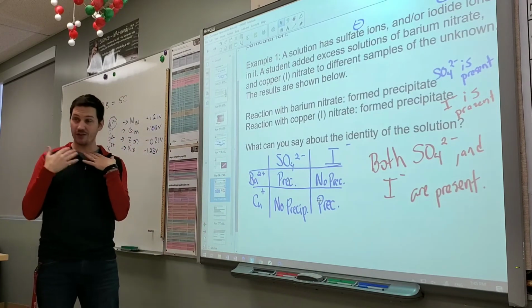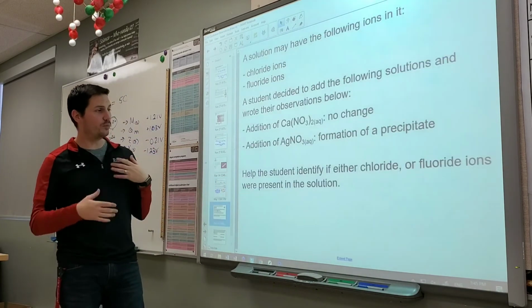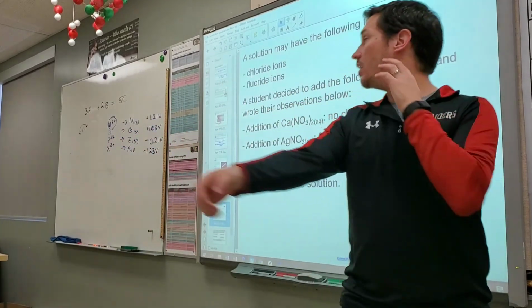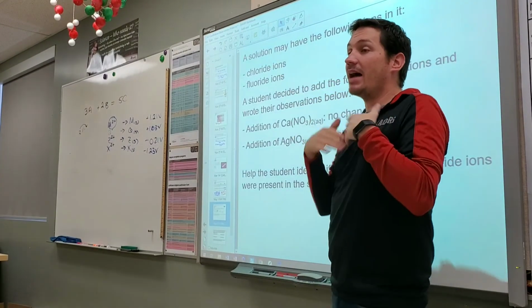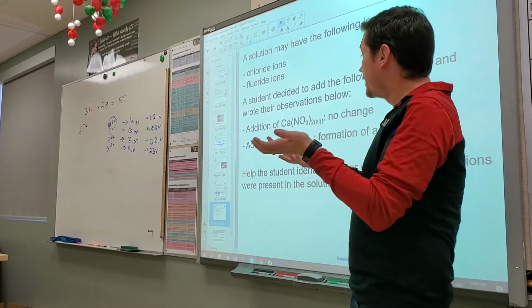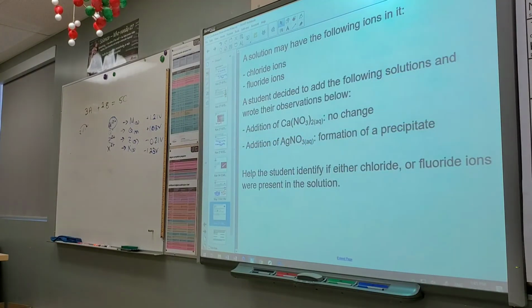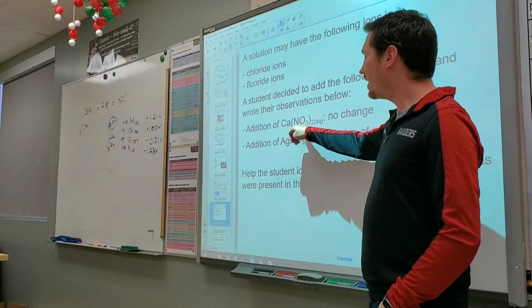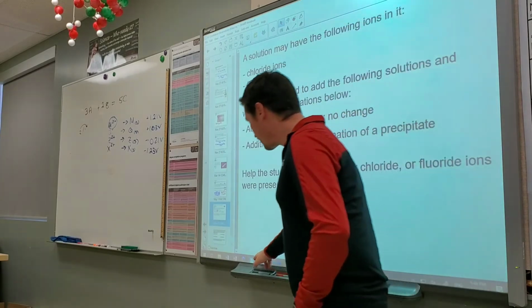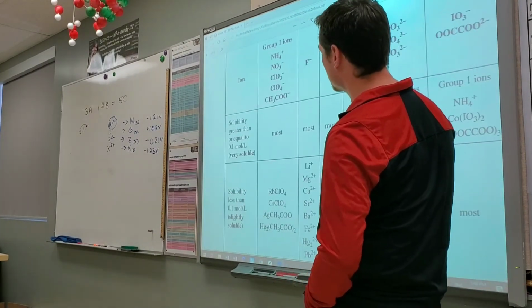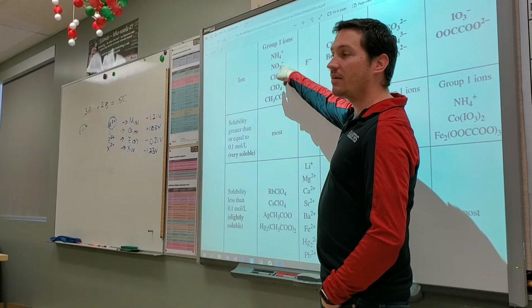Okay, we'll talk about another situation here, and we'll be able to describe it a little bit more. So again, a solution may have the following ions in it: chloride ions and fluoride ions. We don't know. It might have one, it might have the other, it might have both. A student decided to add the following solutions and wrote their observations down. This is interesting. What negative ion are we choosing again? Nitrate. And just to be really explicit about it, does nitrate ever form a precipitate?